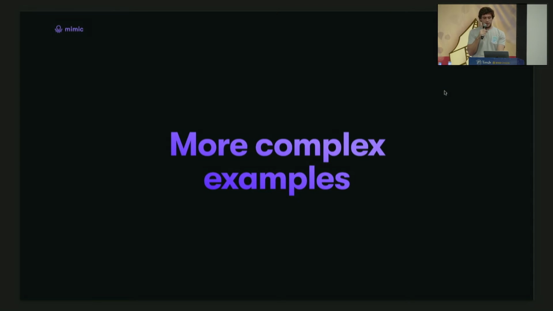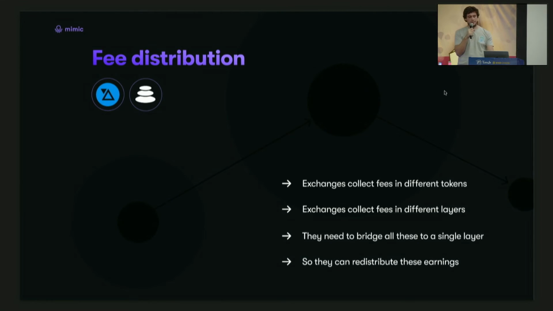Let's see a few more complex examples. Something that we've been seeing a lot in this space is what we call fee distribution. There are some exchanges, or most of them, that usually charge a fee on the token out of a swap. So they have this issue that at the end of the day, they start earning different fees in different tokens in different layers, and for them it's extremely hard to at some point move all those tokens into a single token, into a single layer. If you had to do all those swaps and bridges manually, again, it's insane.